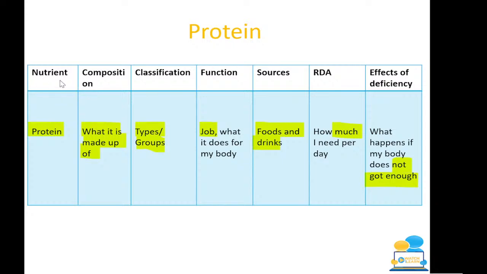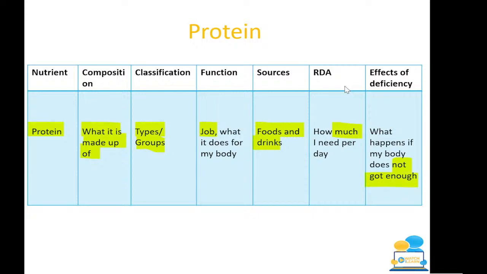So nutrient in this case is protein. If it was fat, you'd write down fat here. Composition is a scientific word which basically means what is something made up of. Classification is a scientific word meaning to put something into types or groups. Function always means a job. So in this case, what is this particular nutrient actually doing for my body, and what are the benefits of it? Sources will always be either a food or a drink or a selection of both.